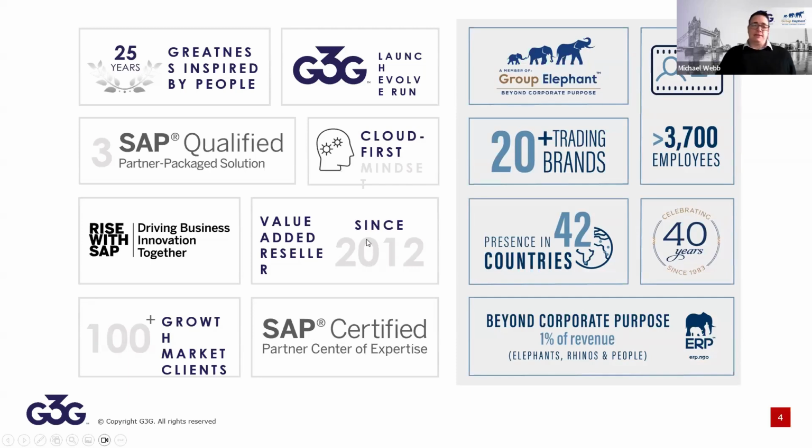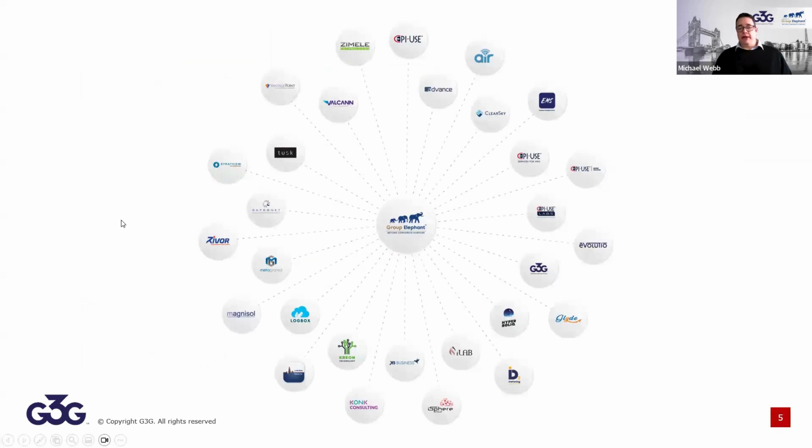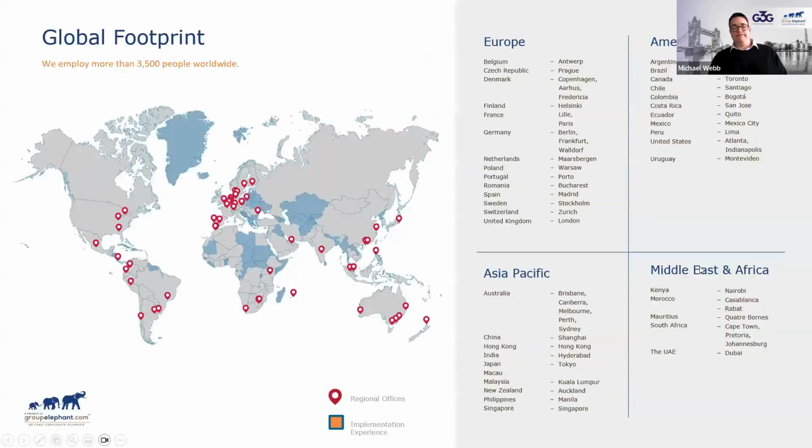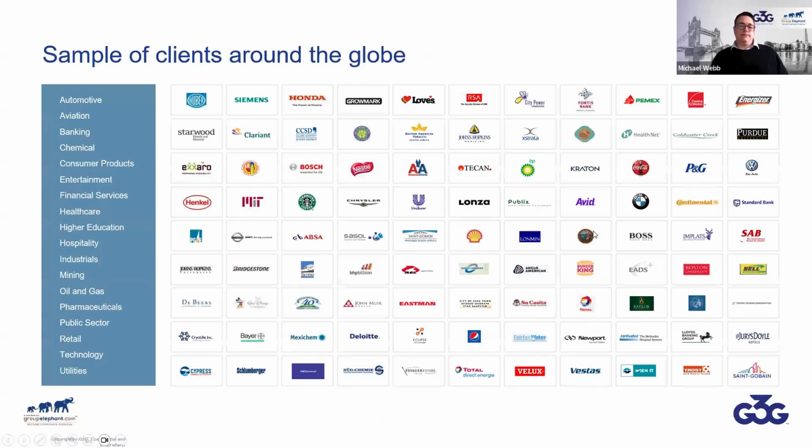Next slide, please, Chris. These are some of the companies that work under the Group Elephant brands, G3G being one of them, around SAP ERP, S4HANA and ECC6. Next slide, please. As we said, we've got a global approach. We've got a footprint from the States all the way to Australia, able to support any entity globally. Next slide, please, Chris. And these are just some of the clients that we work with globally.